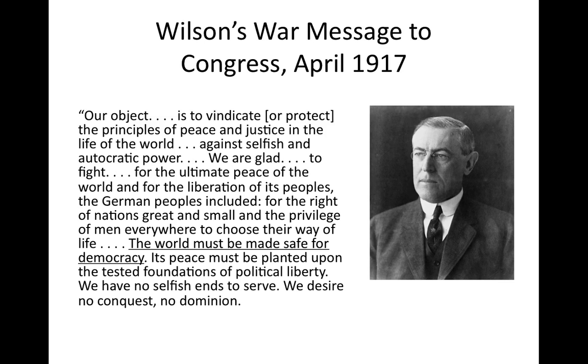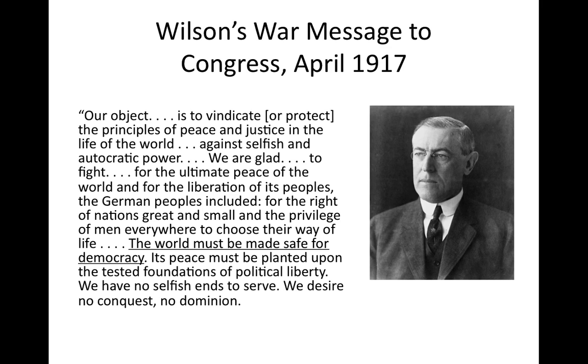Another reason was an idealistic reason, that is, in support of the ideology of democracy. This is Wilson's war message to Congress in April of 1917, and it might provide a hint as to why the U.S. went to war. According to Woodrow Wilson, and you can read this for yourself, but the key phrase here is he said that the world must be made safe for democracy.